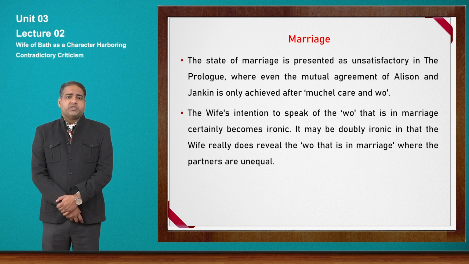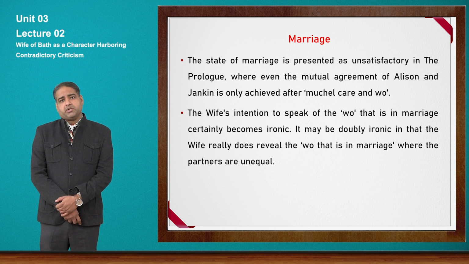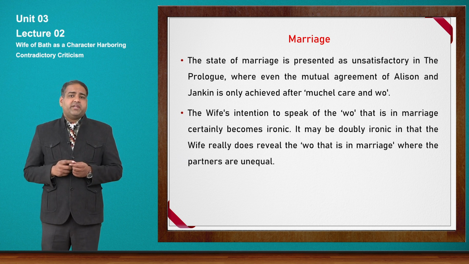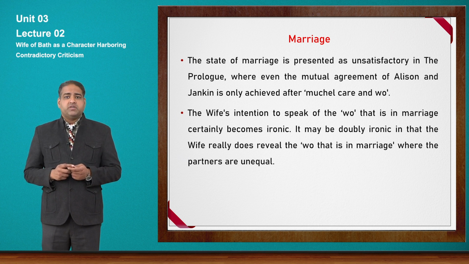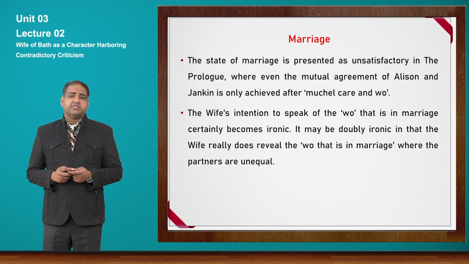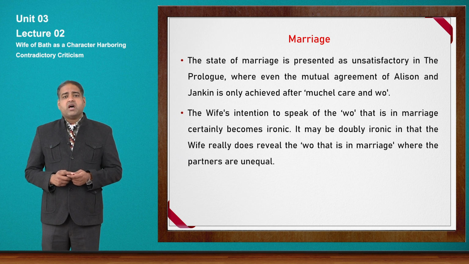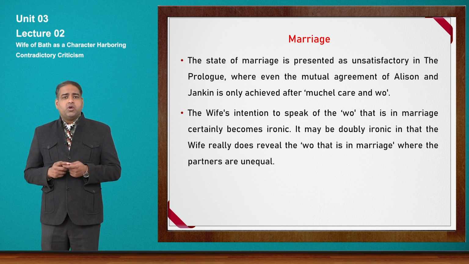The next aspect which talks about this contradictory criticism is marriage, how marriage is portrayed and visible in Chaucer's times. The state of marriage is presented as unsatisfactory in the prologue, where even the mutual agreement of Alison and Jankyn is only achieved after mutual care and woe. When we, friends, talk about the marriage relationship as portrayed in the Canterbury Tales, we see that even the mutual agreement between Alison and Jankyn was not able to create harmony in this marriage. Why? Because that old lady, the Wife of Bath, needed complete sovereignty, complete freedom and complete dominance over her husbands.